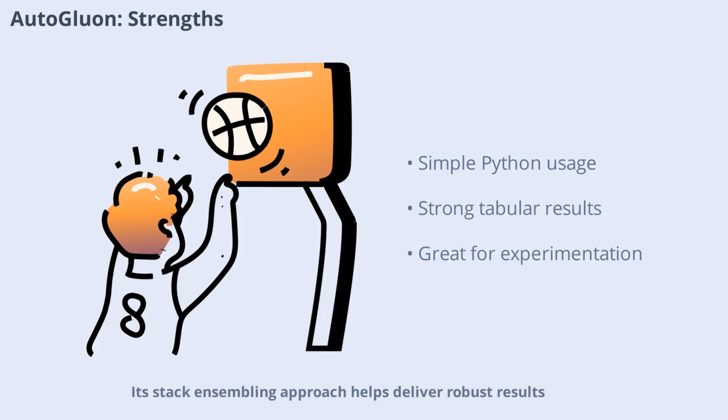AutoGluon shines with its simple Python usage and strong performance on tabular data. Its stack ensembling approach helps deliver robust results, making it popular for rapid baselines and competitions. If you're comfortable with Python and want to get strong results quickly, AutoGluon is an excellent choice. It's especially useful for experimentation and small research projects.